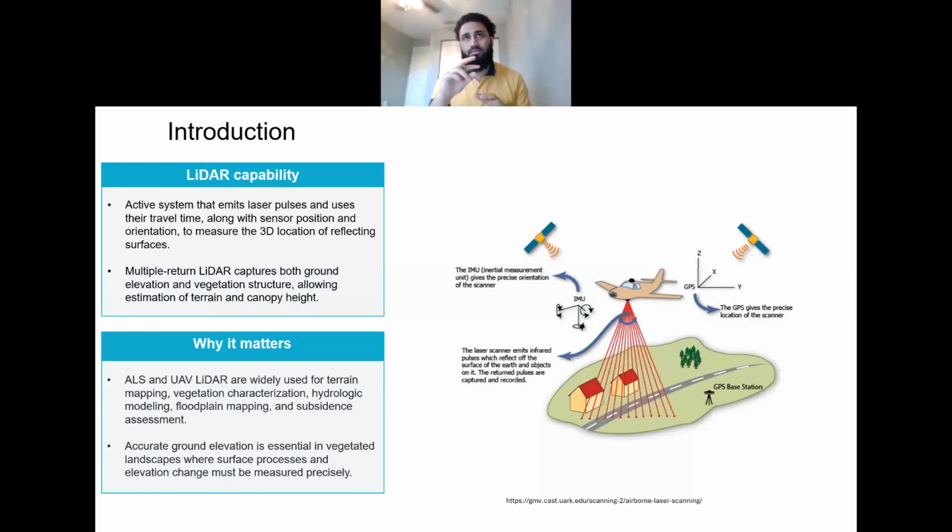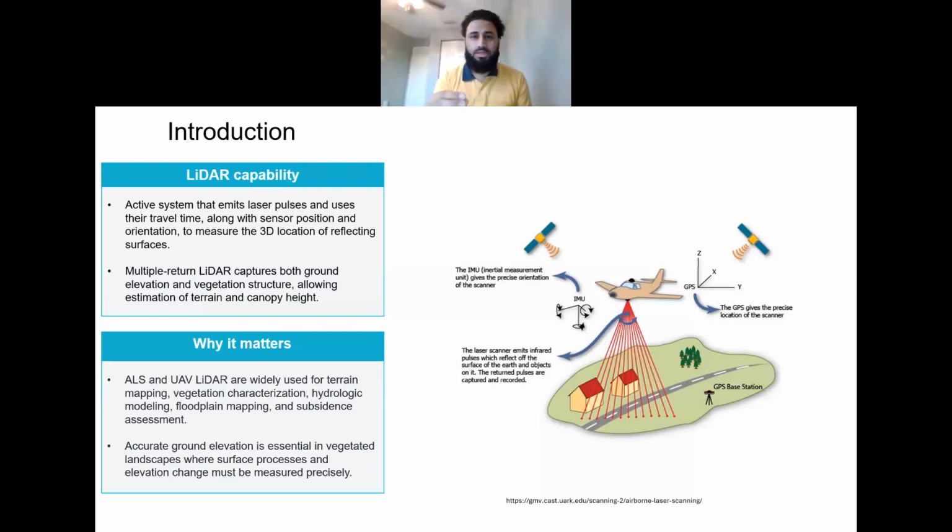Light has a particle nature and a wave nature. Here we exploit the particle nature of light, and we take one particular wavelength, 1064 nanometers, for example, that comes in the infrared region. It's that single wavelength that we use. Since this is an active system, we throw these packets of light towards the ground, let's say at time t, and then we receive it back at time t2.